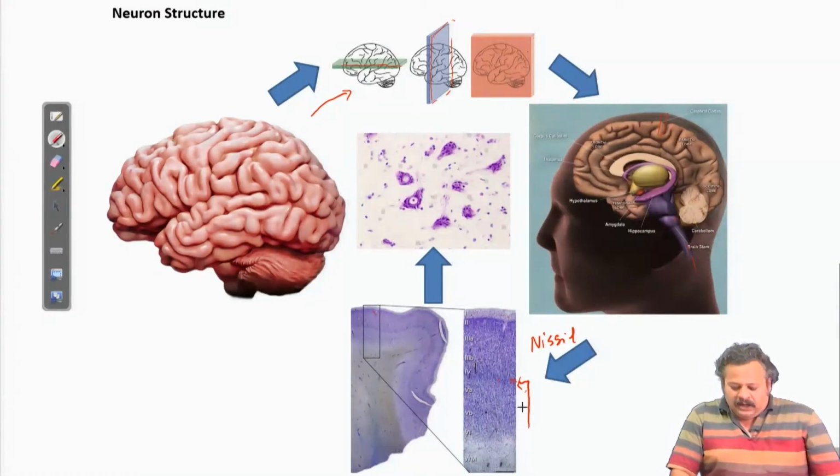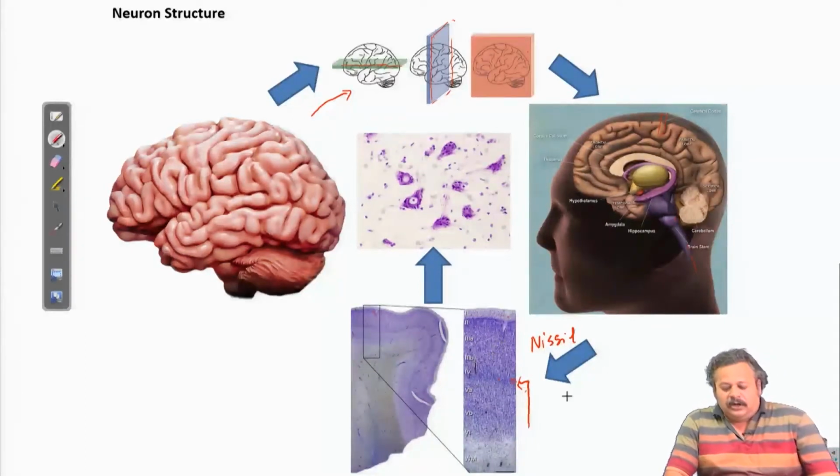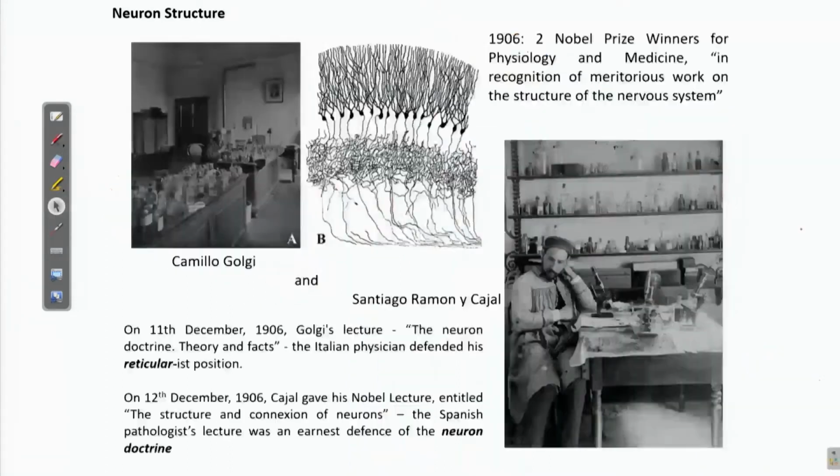Now if we look into one particular neuron from here, when we look at only one neuron, we will see a variety of morphologies. These morphologies were first studied by a number of people, but the most important contributions, although contradictory in terms of the overall picture, were made by a physician from Italy, Camillo Golgi, and a pathologist from Spain, Santiago Ramon y Cajal.